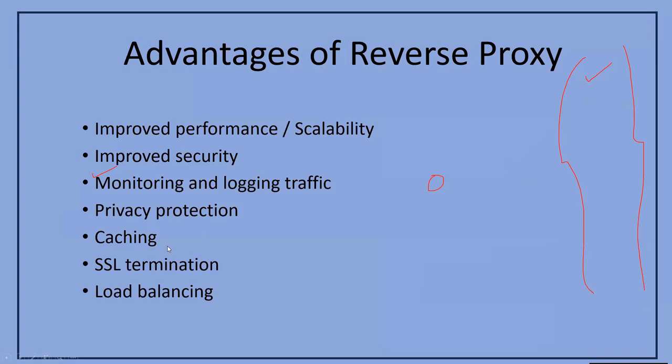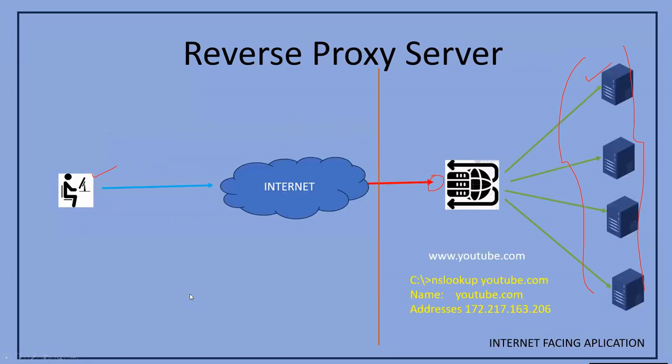Next, caching. All proxy servers do caching functionalities, which we have already discussed in the forward proxy. Then SSL termination, and load balancing. Load balancing is already discussed, but I can still talk about it here. The traffic comes here, and this server will decide which server to send traffic to: A, B, C, or D.